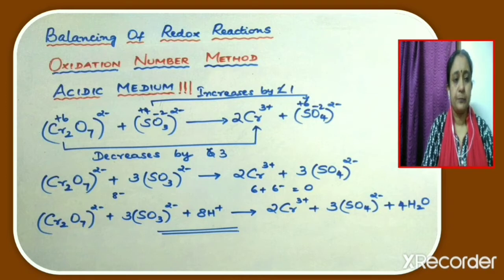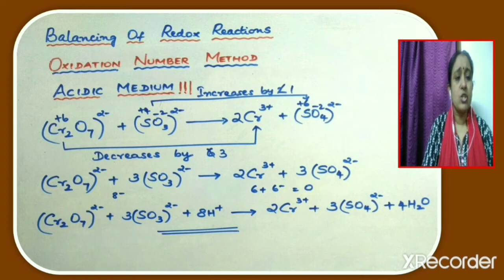Now after that, what is the total charge? We have to find out the total charge on the reactant side. 2- plus 3 into 2-, that gives you 8- on the reactant side. Now consider the product side. What is the total charge on the product side? 2 into 3, 6+, and 3 into -2, -6. So +6 and -6 gives you 0 on the product side. So we have -8 on the reactant side and 0 on the product side.